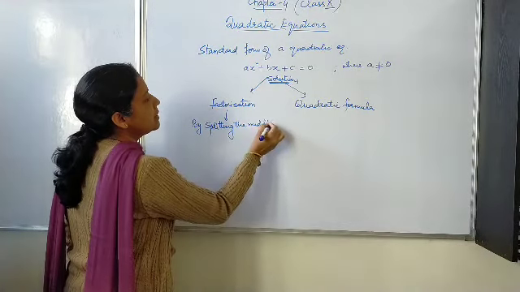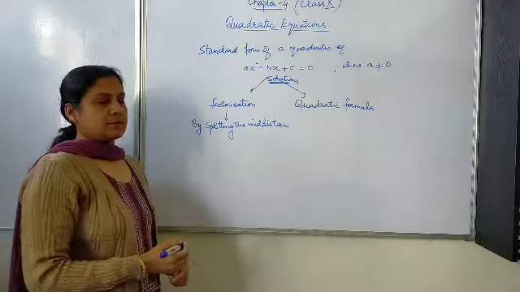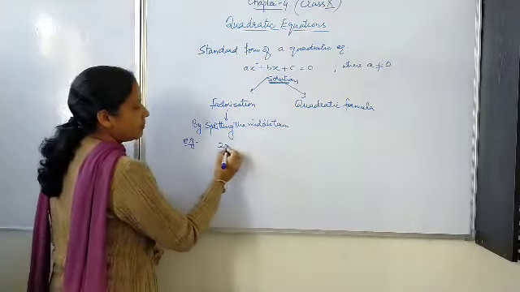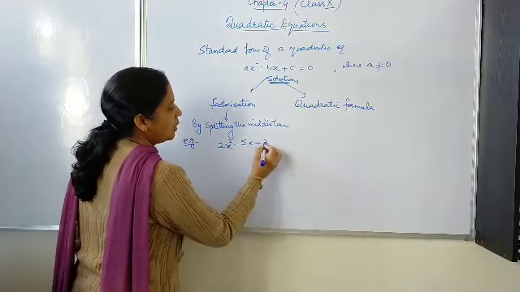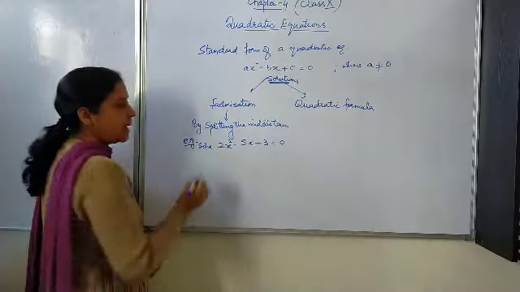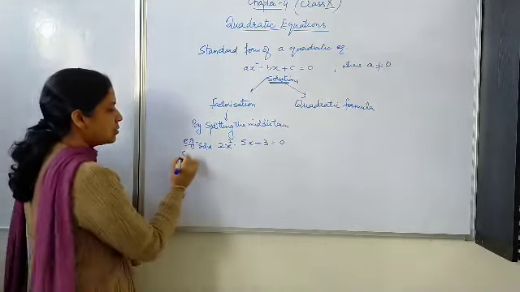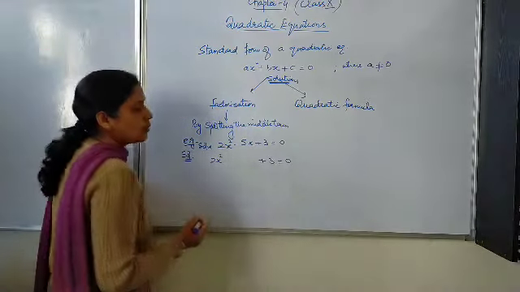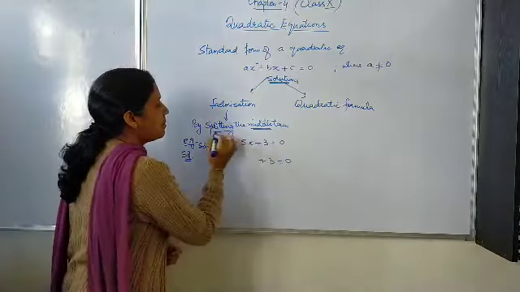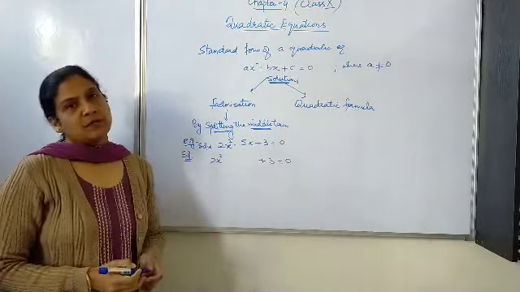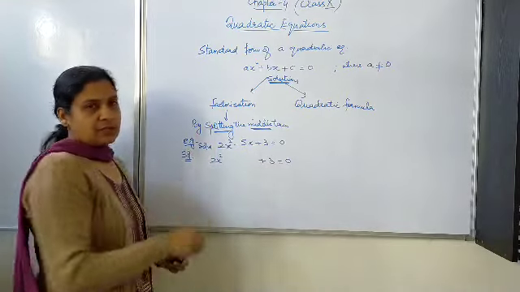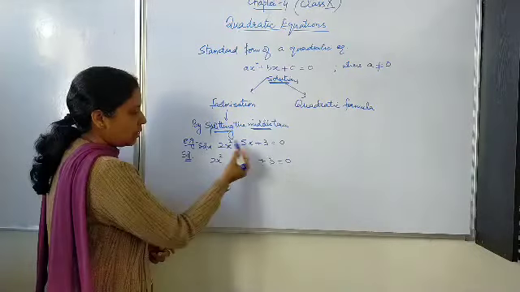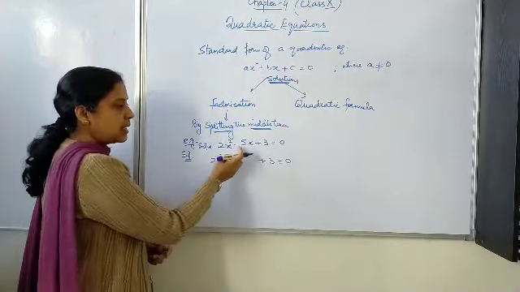This you have been doing since your lower classes, like you have done it in class 8 and 9 as well. Let's take an example. For example, you have to solve 2x square minus 5x plus 3 is equal to 0. Here I have to split the middle term. What is the middle term? Minus 5x. Its coefficient is minus 5. It is to be split into two parts whose product is 3 into 2, that is 6, and sum is minus 5.